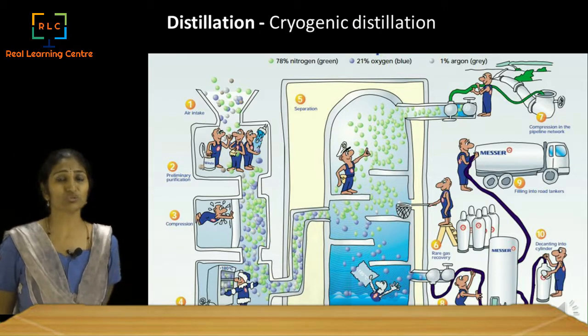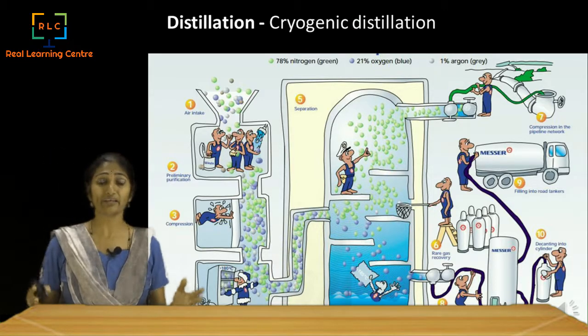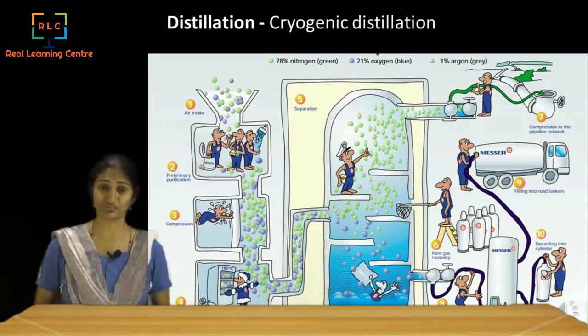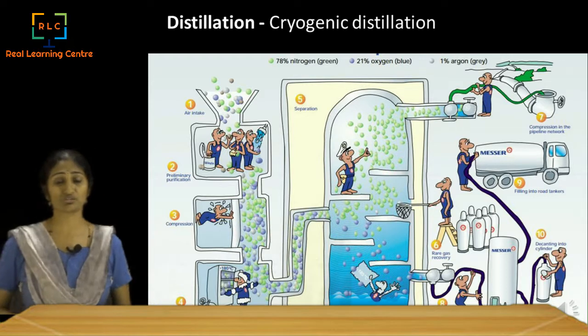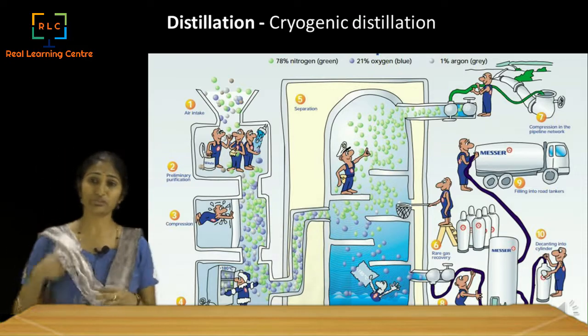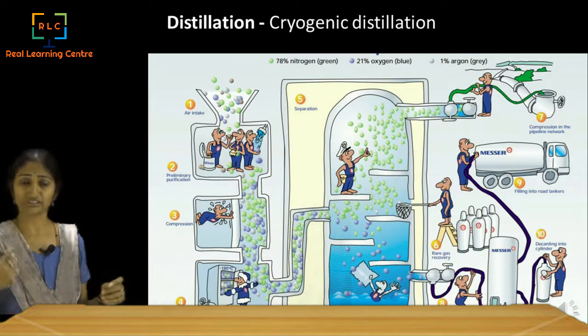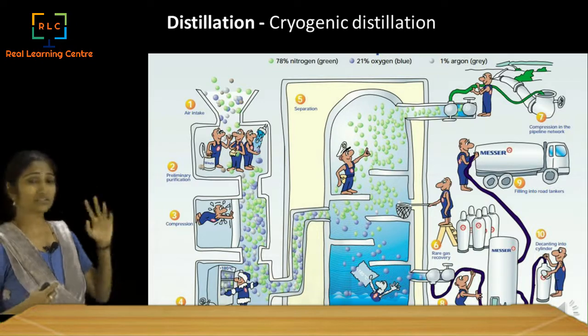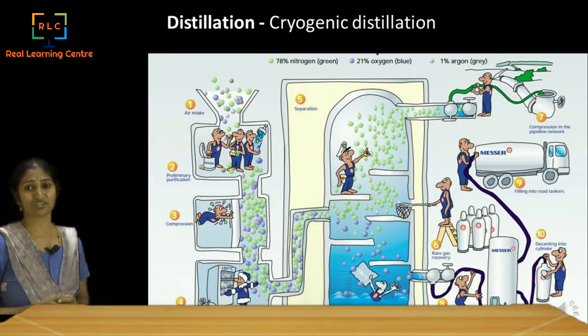This is widely used when I need to separate the components of air. As all of us know, air is a mixture of gases. 78% of it is nitrogen, 21% of it is oxygen, and 1% of it would be rare gases like argon, krypton, and also carbon dioxide. Now, if I need to separate oxygen, nitrogen, and argon from this mixture, we would go for cryogenic distillation.